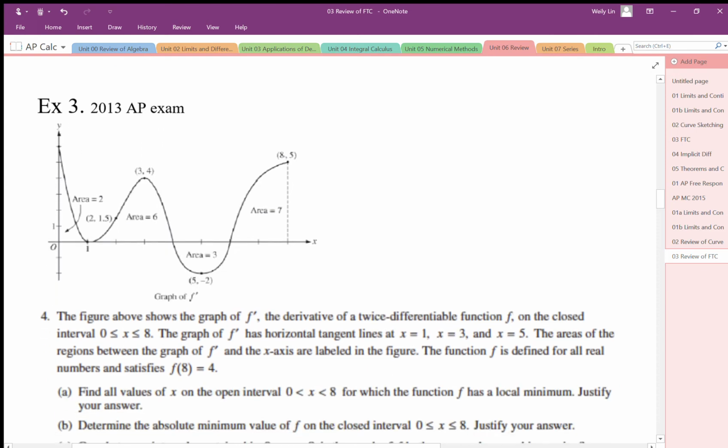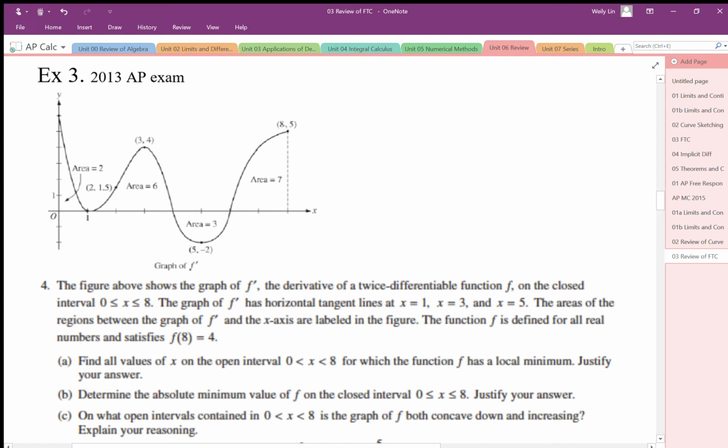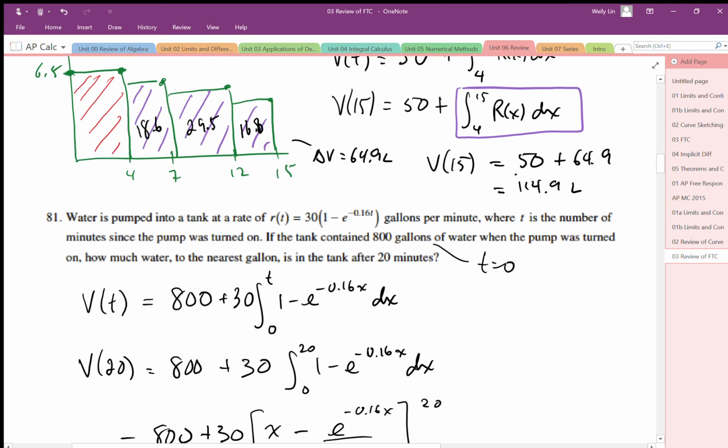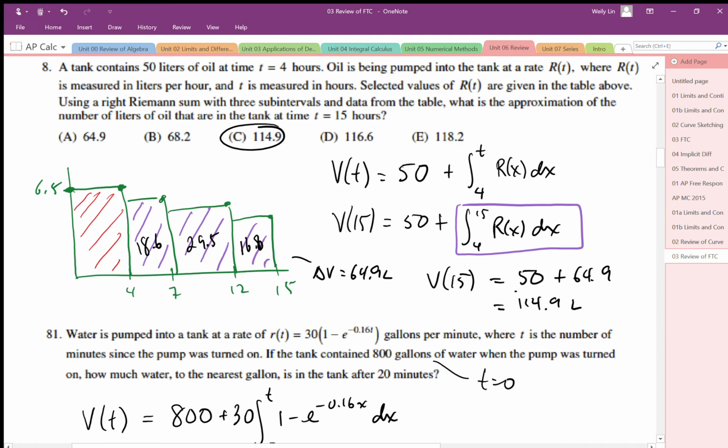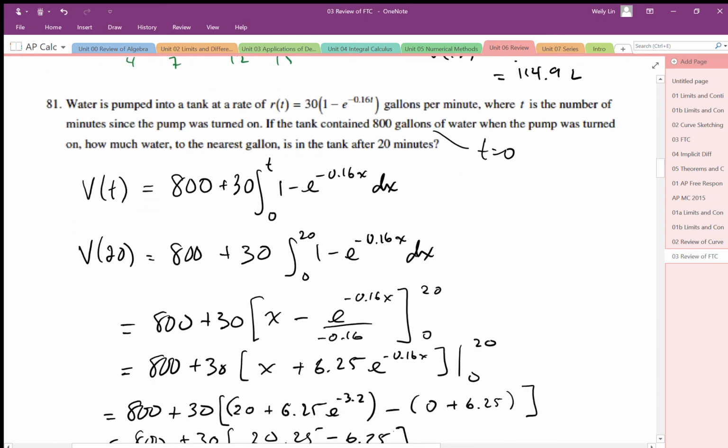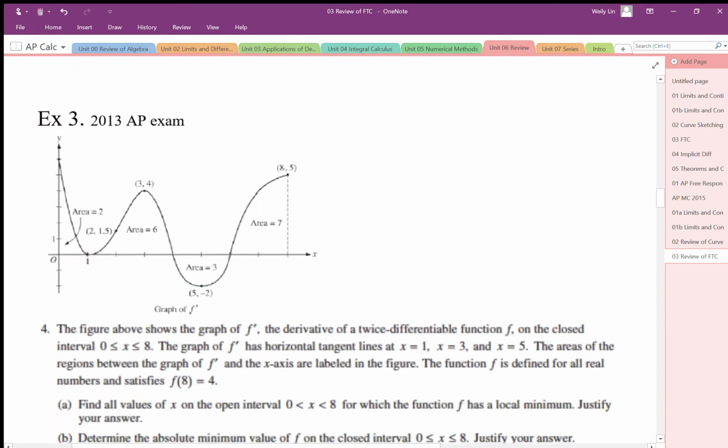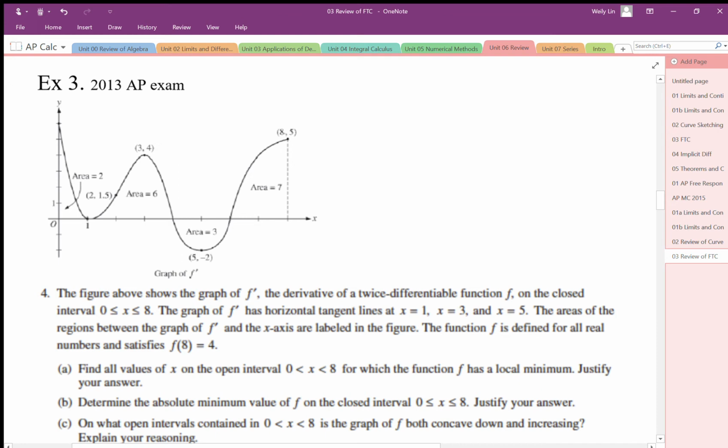So this one here is from the 2013 AP exam. We're given again a graph, this time the graph of the derivative. In the past ones we've been given a function of the derivative, we've been given a table of the derivative. This one now is a graph of the derivative. And we're told the areas of those area pieces in here, so that is going to be useful.